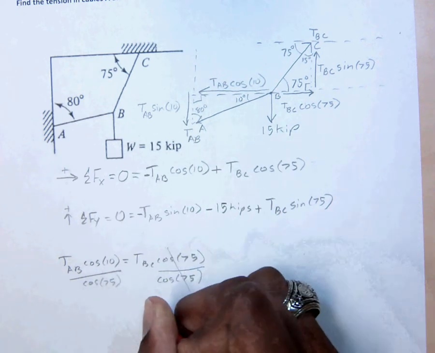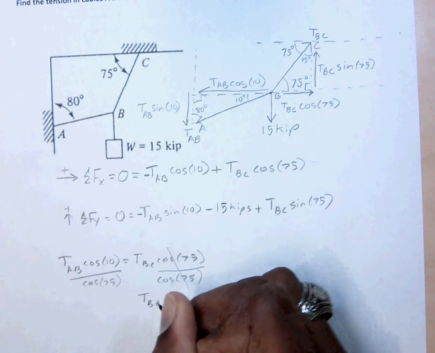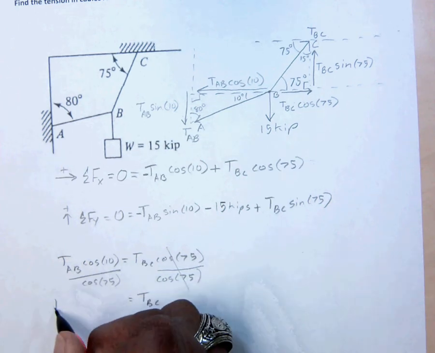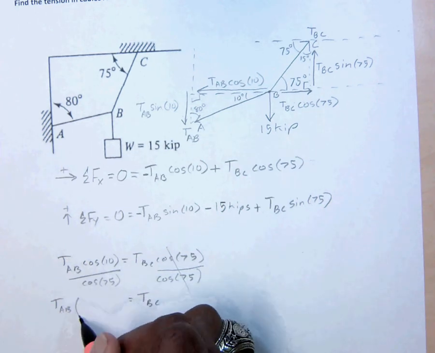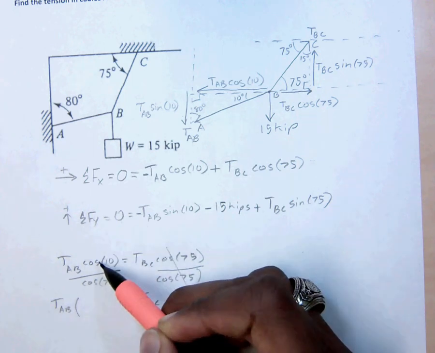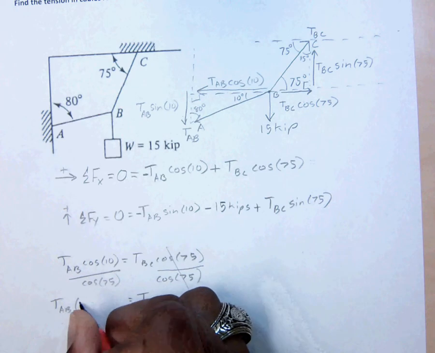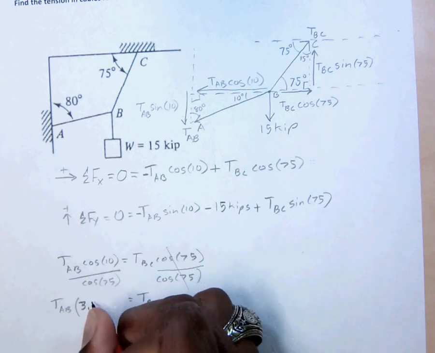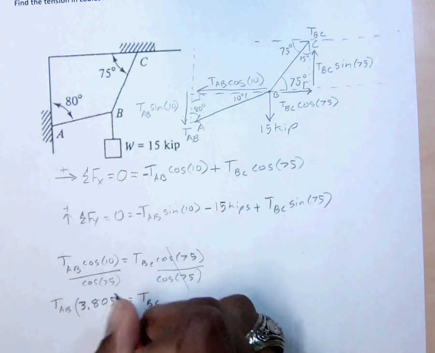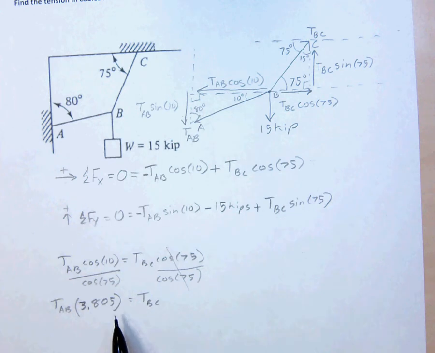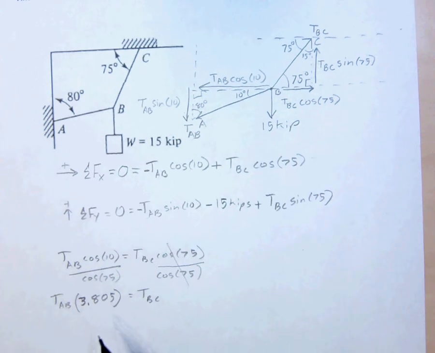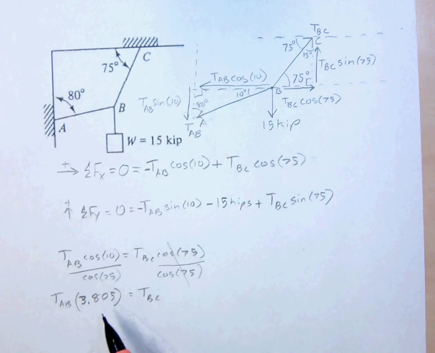These are going to cancel, and I get that the tension in BC is going to equal the tension in AB times the cosine of 10 degrees divided by the cosine of 75 degrees, which is going to give me 3.805. When I'm actually plugging in numbers at this point, I'm going to take it to 4 significant digits because at the end my answer needs to be in 3 significant digits. All right, so that's very important.